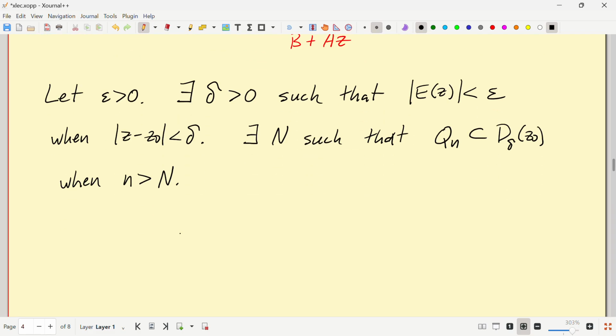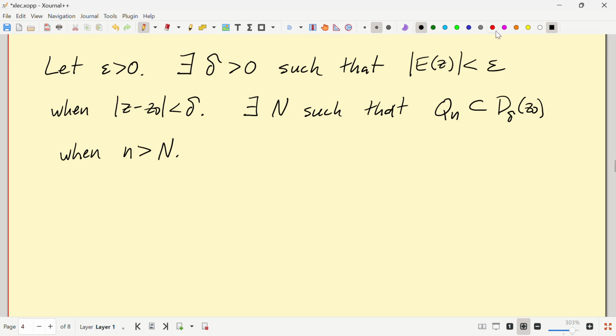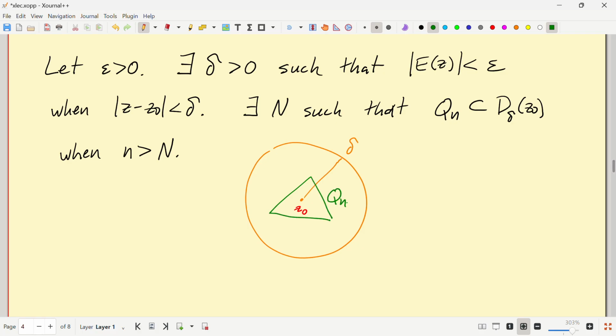I guess I should draw a picture. Here's my disk of radius delta about z naught. Z naught is in all my triangles, and so eventually the Q sub n's get small enough so that they're stuck in here. That's the picture. Of course, z naught could be a corner, or it even could be on an edge. And those triangles only get smaller from that point on, so they telescope in.